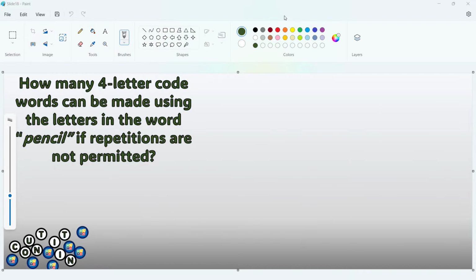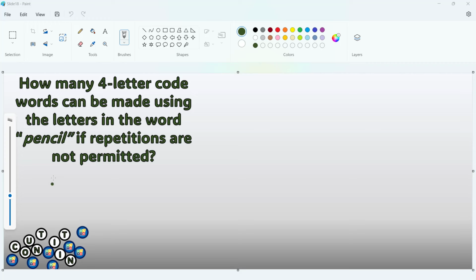How many 4-letter code words can be made using the letters in the word pencil if repetitions are not permitted? We already have the answer for this situation once we used the fundamental counting principle. We had that on the previous video. Please scan the same playlist and you would see the answer. But this time, we will be using permutation, because permutation allows us to resolve a situation where, similar to this, repetitions are not permitted.